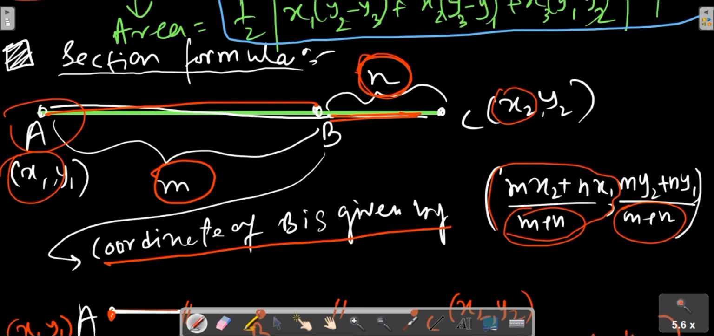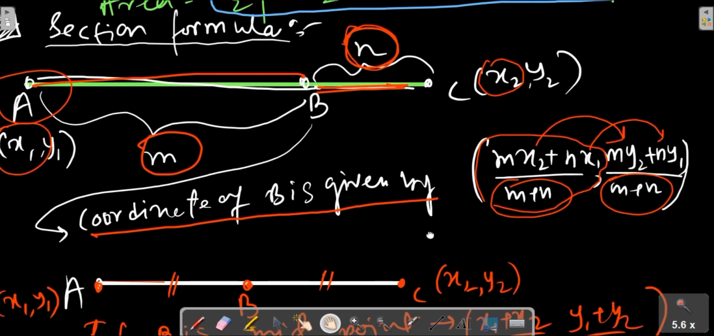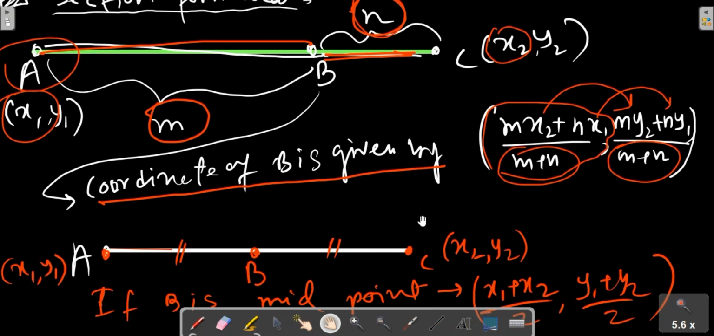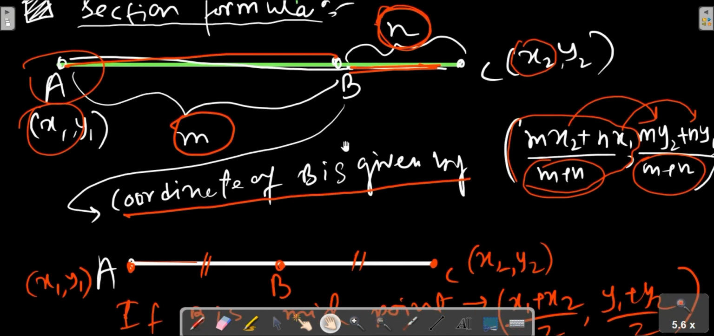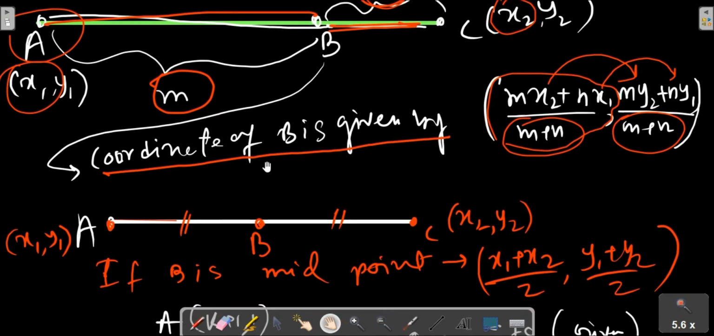And for y also we will do the same thing, but the x will change to y. So m y2 plus n y1 divided by m plus n. So I hope that you have understood how to make this formula and how to remember it. I have just shown you a trick to remember the formula. We have to multiply the far away parts. When we are finding x, m will be multiplied to the far away x, n will be multiplied to the far away x. Okay, so I hope you have understood the formula.